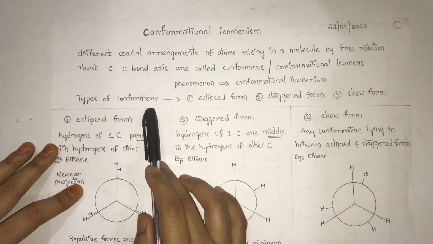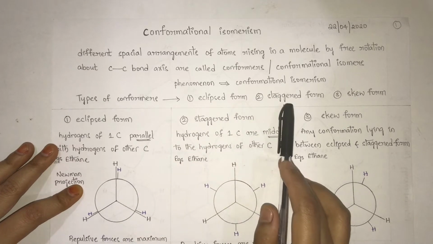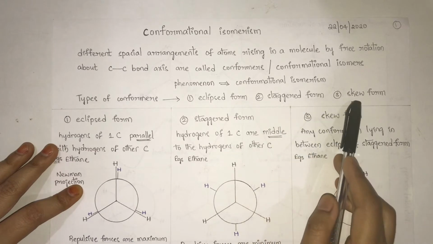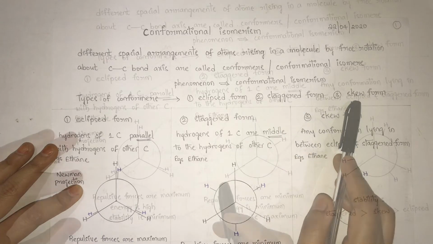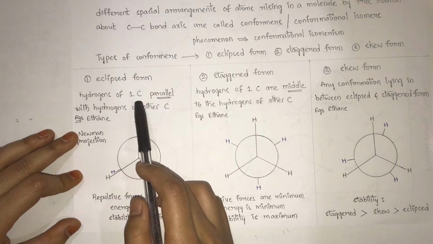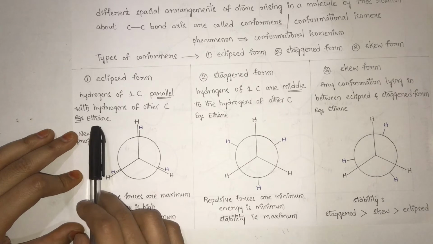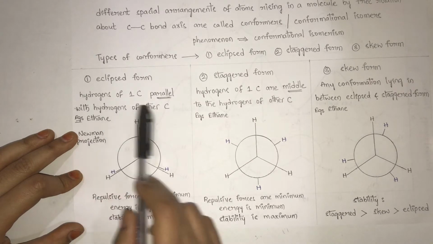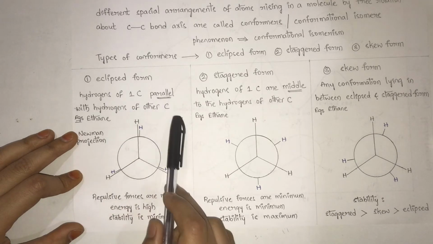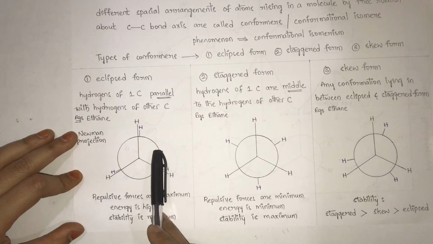Types of conformers. There are three types. First one, eclipsed form; second one, staggered form; third one, skew form. First one, eclipsed form. Hydrogens of one carbon are parallel with hydrogens of the other carbon. I am taking the example of ethane according to Newman projection. There is a Newman projection of ethane where this dot is considered as the front carbon and the circle as the back carbon.